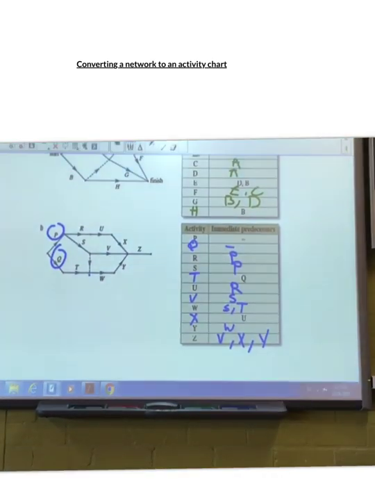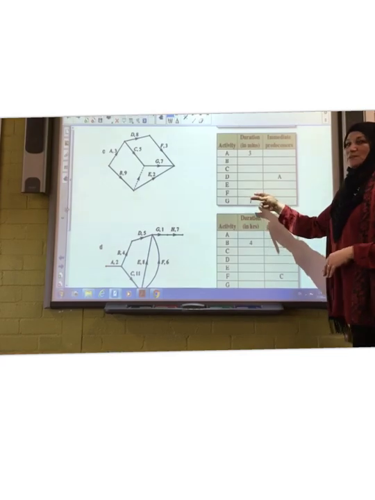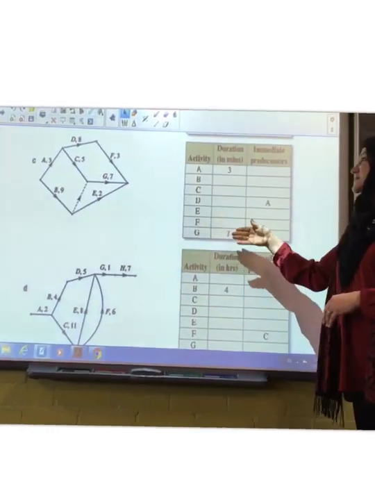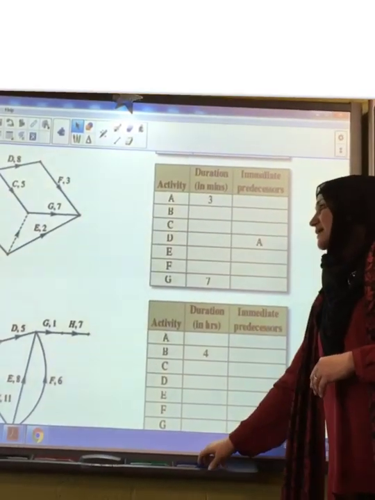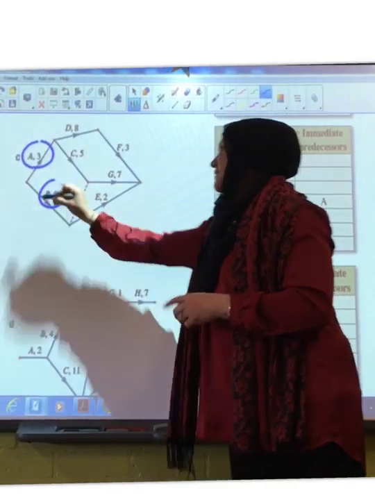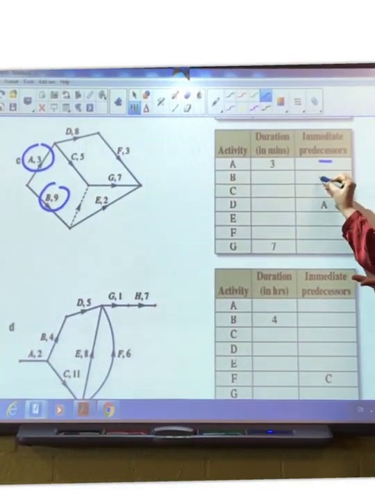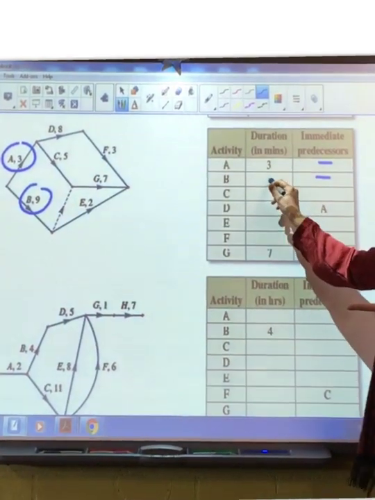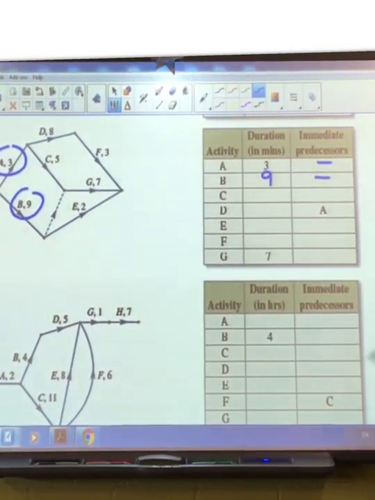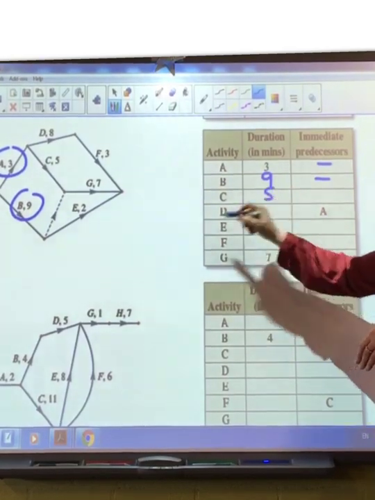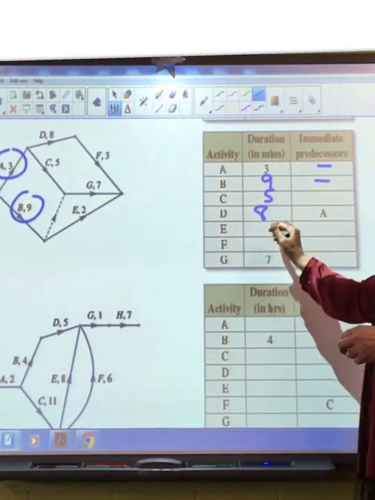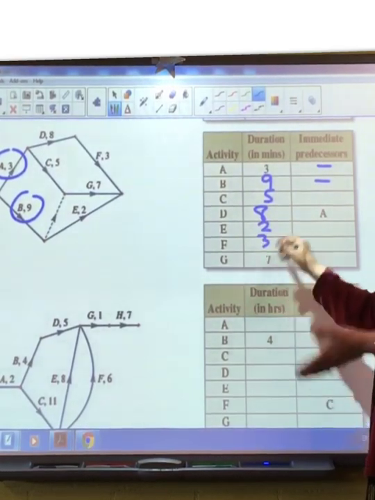Very simple. Put the duration as well. So the number next to each letter has to be stated in this column. Okay? So let's start with the beginning. We have A and B, they are the starters, so I should put two dashes there. Let's put the numbers first. You can put the numbers all together first. So C has a 5, D 8, E 2, and F is 3, and G is given to you.